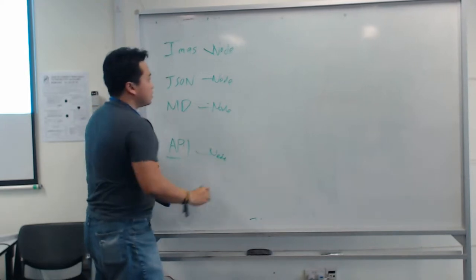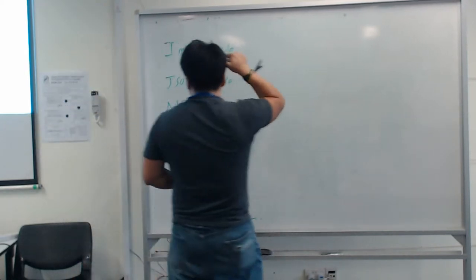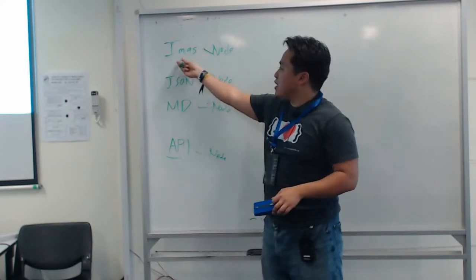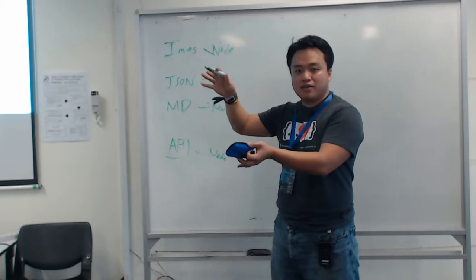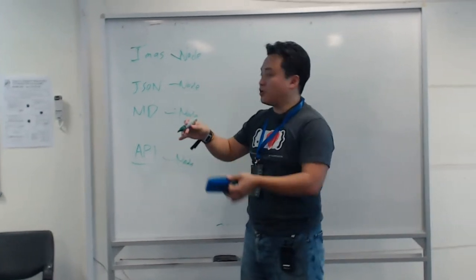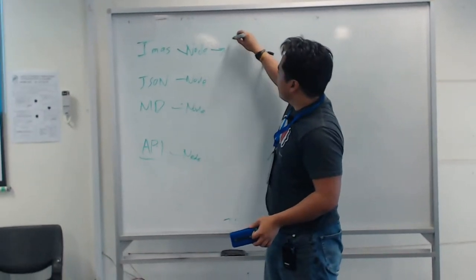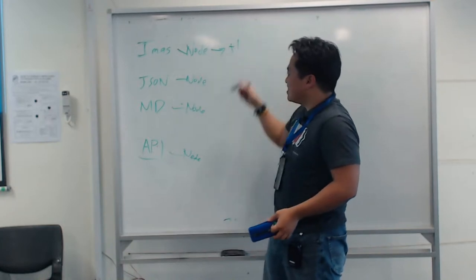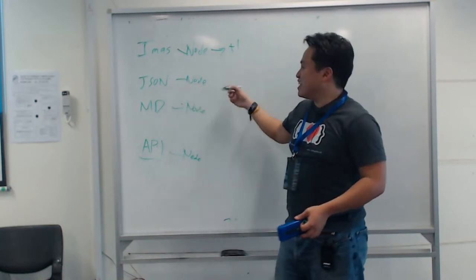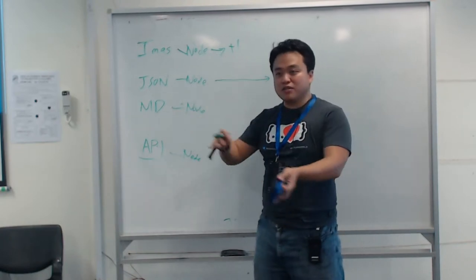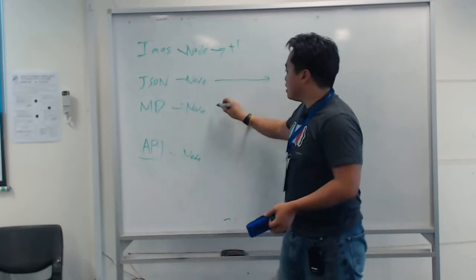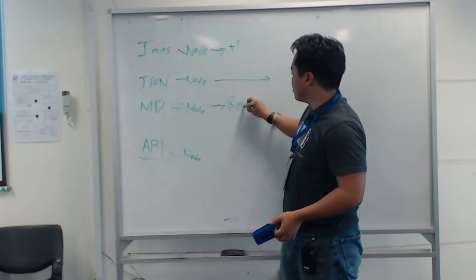I'm going to show you how to do that in a minute. All these become nodes. Some of them need to be transformed. An image may need to be transformed for resizing, for optimal image compression. JSON doesn't need any transform, so it just goes straight through. Markdown needs transformation from Markdown into HTML, so you have a remark transformer.